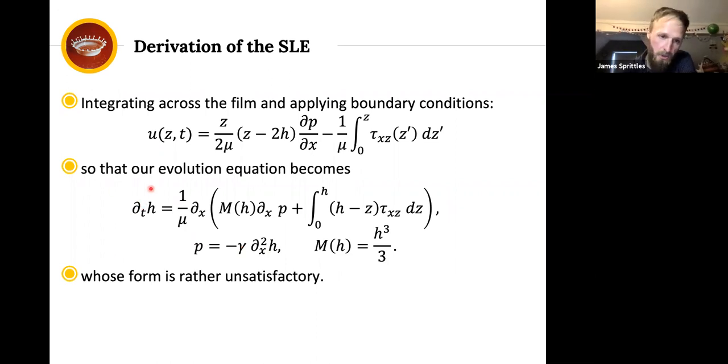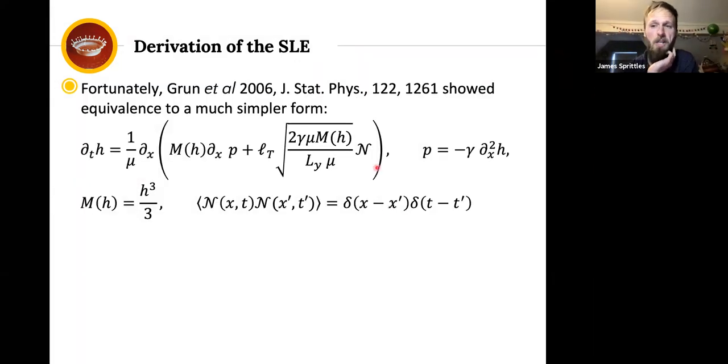So classically, we would have this dH dt, this term here with the mobility given by h cubed over 3 for no slip, and the pressure given by the surface tension term. But now we have this nasty integral over the layer, which includes the fluctuating shear stress term. So one of the really important steps here was by Grun, who showed that this is equivalent to a much simpler form where the noise appears explicitly now rather than under the integral.